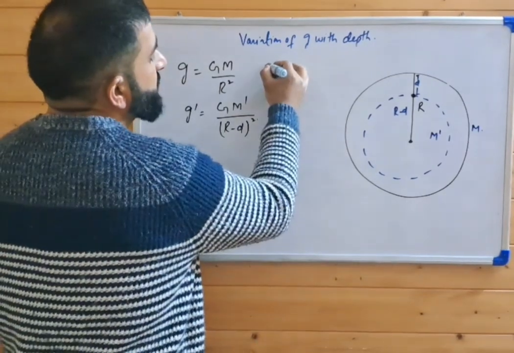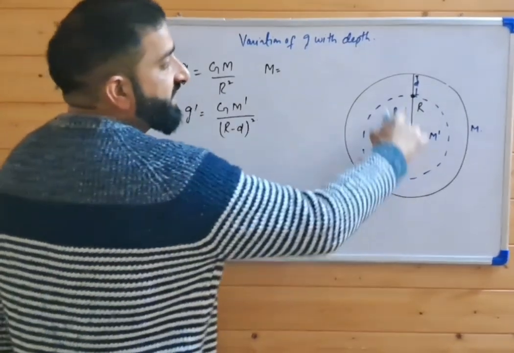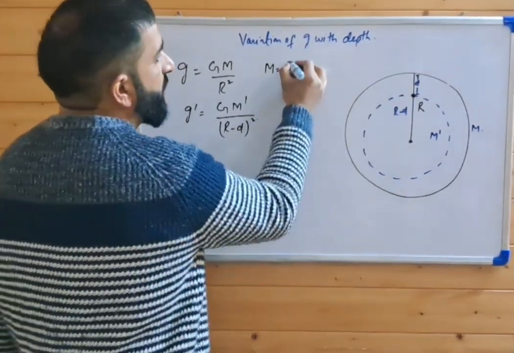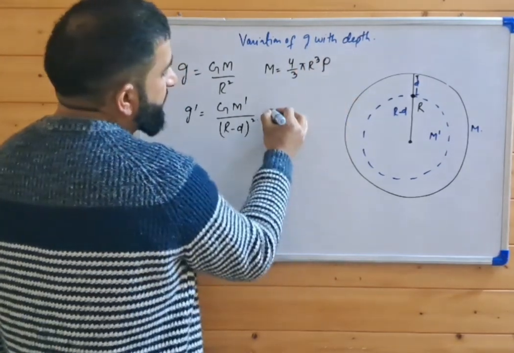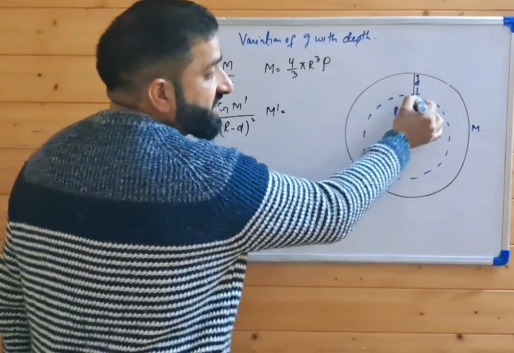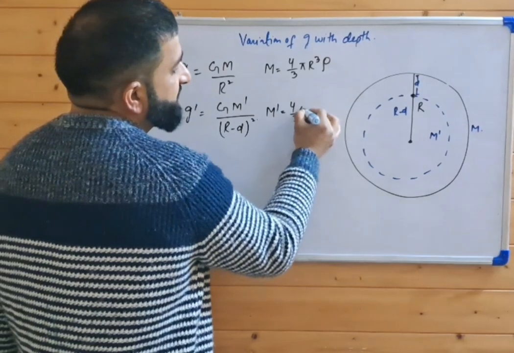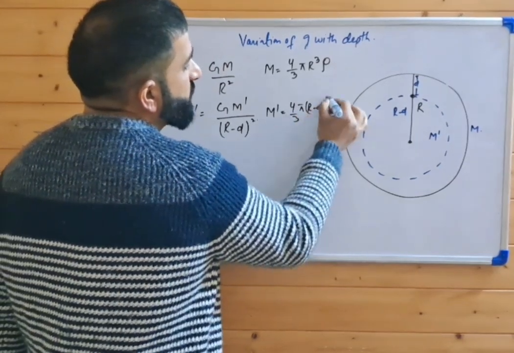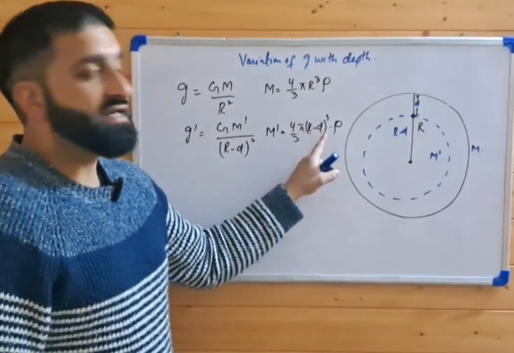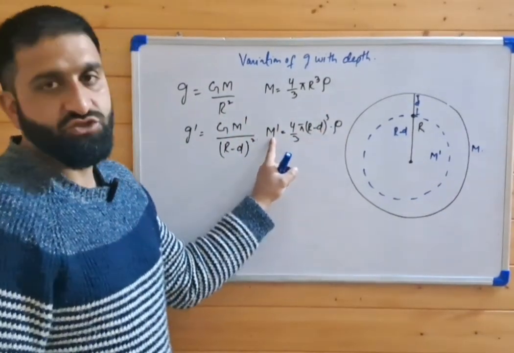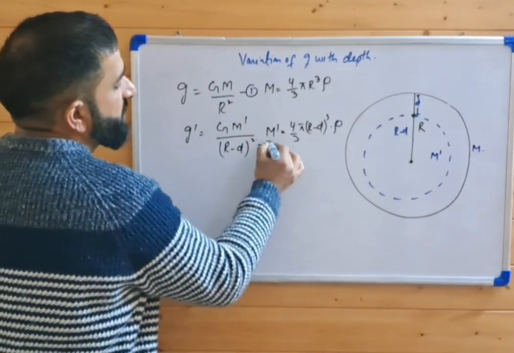Now as we know that if we take the earth as a perfect sphere, the mass of the earth with radius R comes out to be density into volume, that is 4 by 3 pi R cube into rho, and the mass M dash at a point beneath this point equals 4 by 3 pi R minus d whole cube into rho. As the density is same but as the radius is less, so this mass should be less. Let this be equal to 1 and let this be equal to 2.